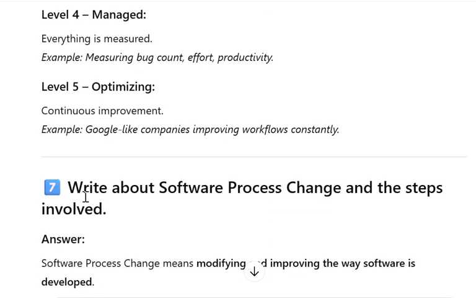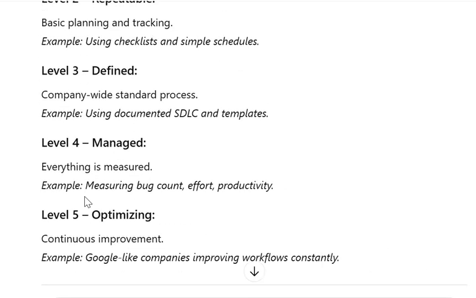So next comes the managed level. Everything is measured. This is an even better one. Bug count is measured, and effort and productivity and everything is measured and looked upon. Even bigger companies do that, so it's a better way of working.